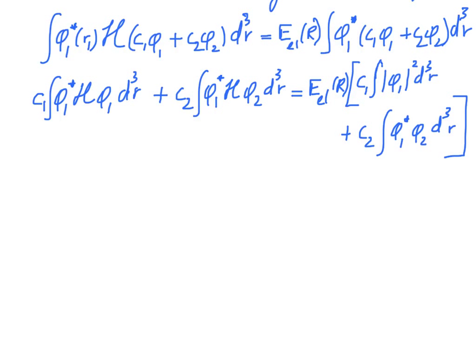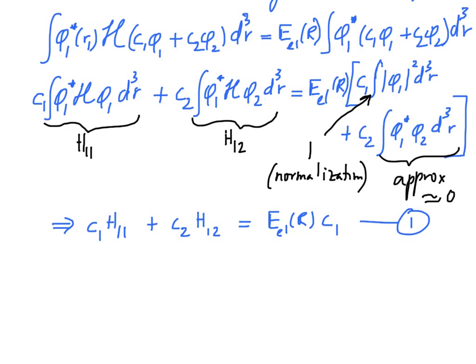The left hand side does not really simplify, but we can write it down in a more compact form. So we're going to call this integral h11, and we're going to call this integral h12. Okay, so there we have it, the same equation in a more compact form. Since we called this h11 and this h12, and this is 1 and this is 0, we get the simplified equation, and we're going to call this equation 1.